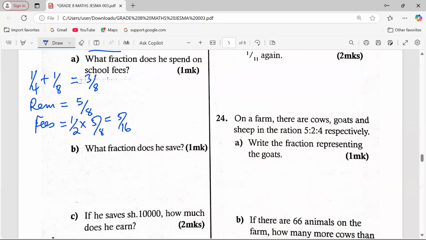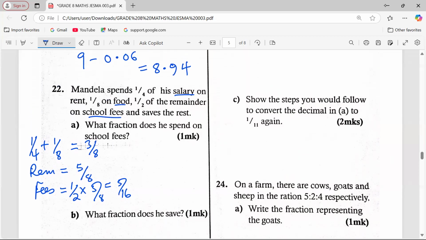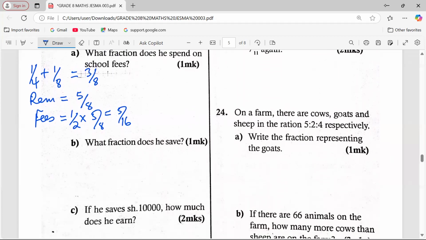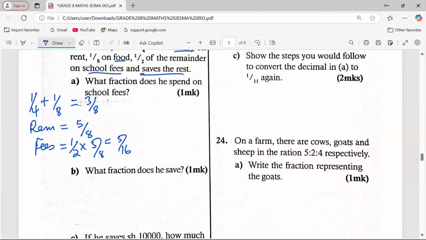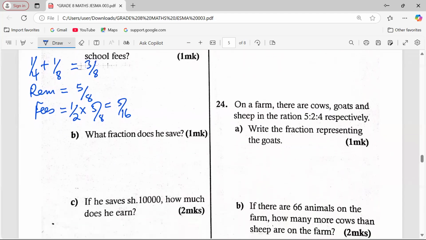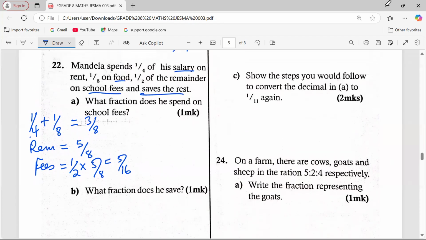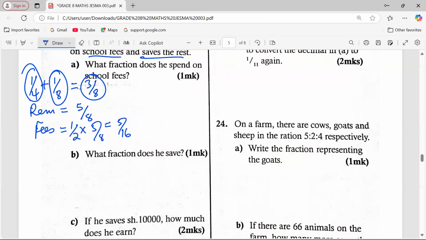Then the other question is, what fraction does he save? The remainder was 5 over 8, and half of it is 5 over 16, which means the other half is what goes to savings. But now we can do it this way. We can say that rent and food are giving us 3 over 8.